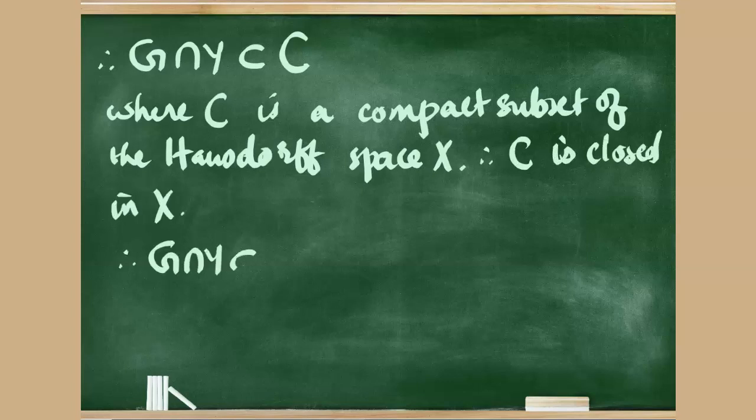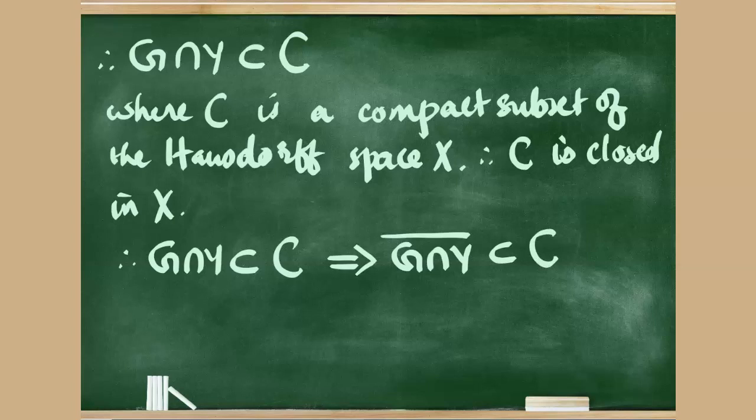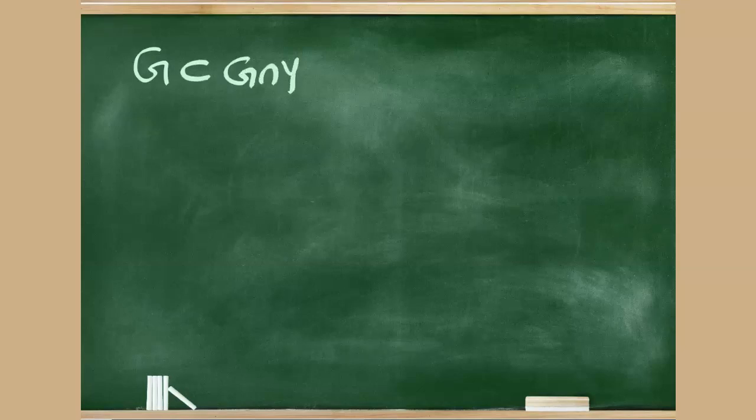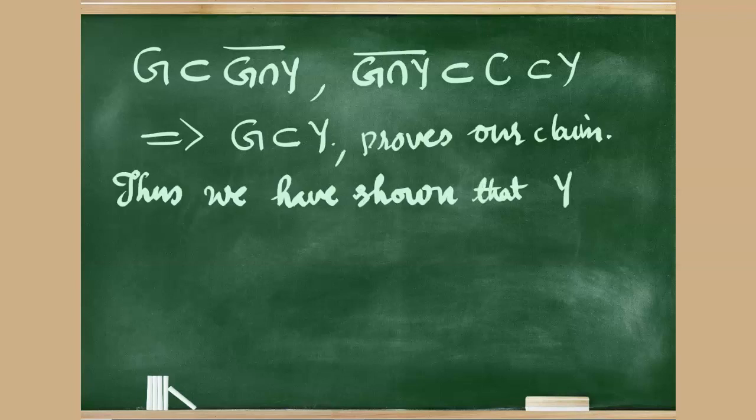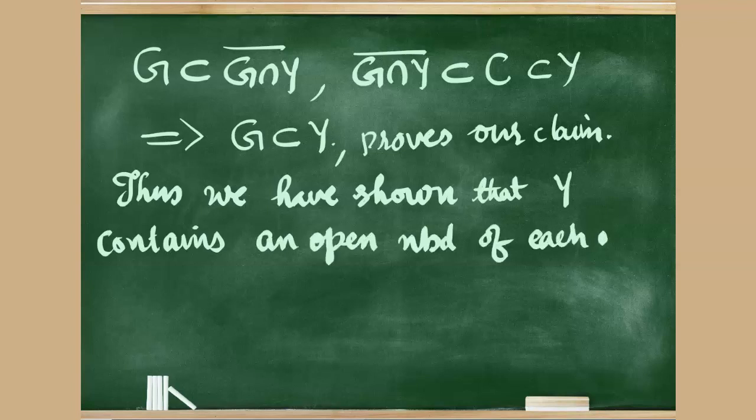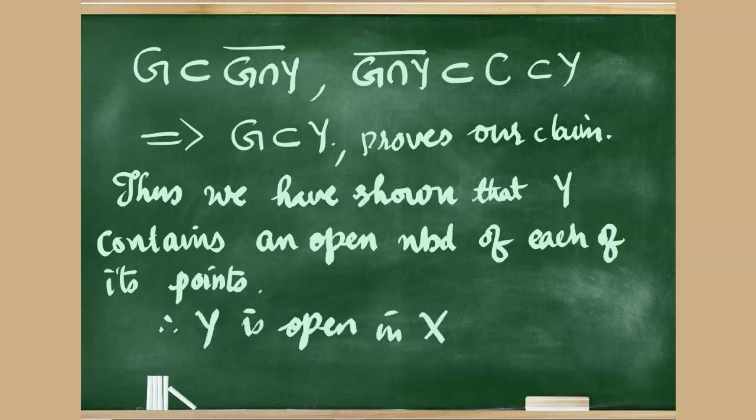Therefore, G intersection Y contained in the closed set C will imply that the closure of G intersection Y, being the smallest closed set containing G intersection Y, will be contained in C. And we know that C is a subset of Y. Thus, the closure of G intersection Y is contained in C and C is contained in Y. This will imply that G is a subset of Y, as we had claimed earlier. Thus, we have shown that Y contains an open neighborhood of each of its points. Therefore, Y is open in X as required.